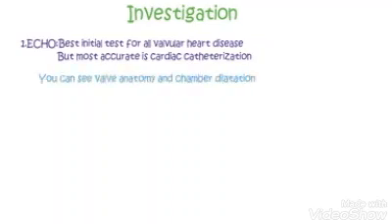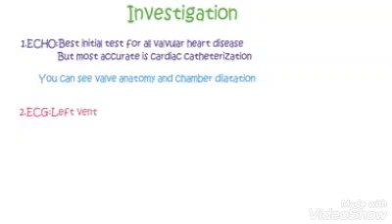So now let's talk about investigations of mitral regurgitation. The best initial test for all valvular heart disease is echocardiography. But when we talk about most accurate test in valvular heart disease, we should say cardiac catheterization. Cardiac catheterization is most accurate test for valvular heart disease. But best initial test in valvular heart disease is echocardiography. Through echocardiography, you can see the valve anatomy. You can see left atrial and left ventricular dilatation.